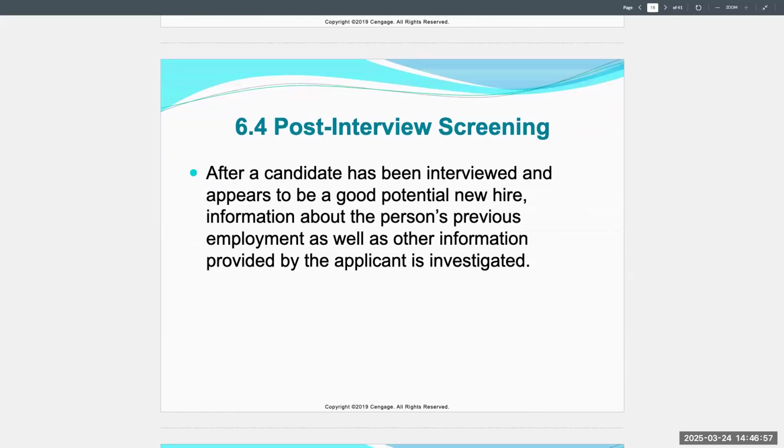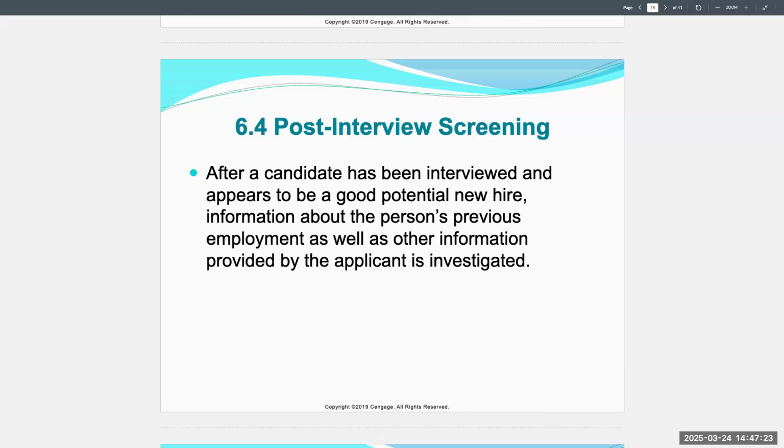Post-interview screening. The interview is not just the final word in the selection. In fact, post-interview screening is a critical quality control checkpoint before an offer is extended. Once a candidate appears to be a good fit based on an interview, employers must verify that the story the candidate presented aligns with objective reality. This step is about risk mitigation and due diligence.